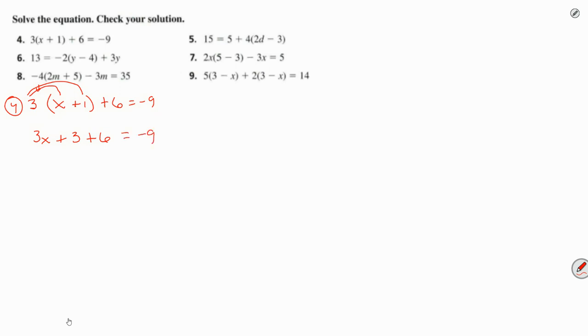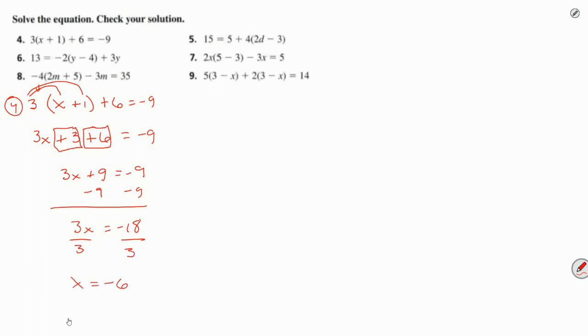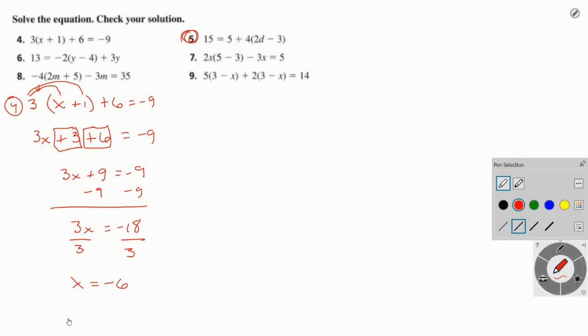From there, we're going to use another cleanup tool, combine like terms. Constants can always be put together. From there, we just keep solving just like we know how. I'll leave number 5 for your practice for the sake of brevity.